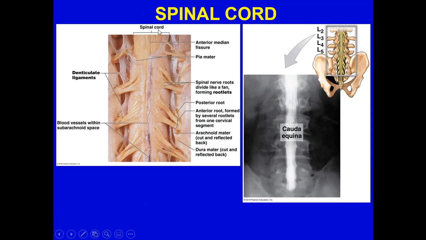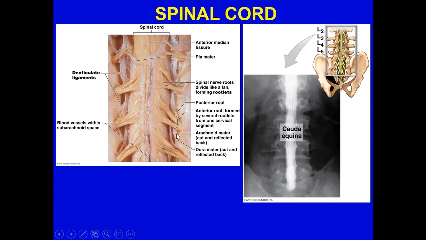So here is a cadaver, a dissection of the spinal cord. You'll see the anterior median fissure. You'll see this really close up. This fine tissue here is the pia mater, very tight. But what you see here, these attachments here and here, are the denticulate ligaments. You have then the spinal cord roots, and they divide into kind of like a fan. They form sort of these rootlets going into the cord. You have the posterior root. You have the anterior root.